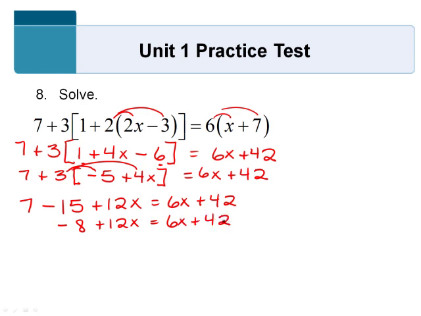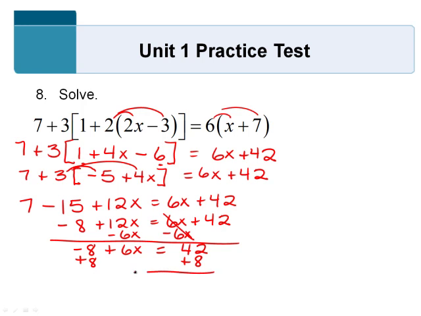And now I can start moving variables to the left and constants to the right. So I'm going to subtract 6x from both sides. And so I have negative 8 comes down. Now 12 minus 6 would be positive 6x. And then over here the 6x's cancel and we just have 42. Now get rid of the constant. So I'm going to add 8 and add 8. So the 8's cancel and 6x equals 50.